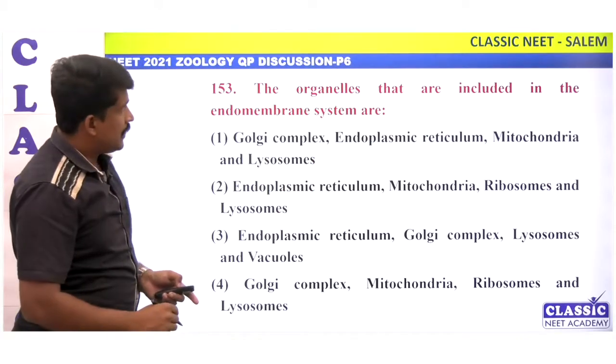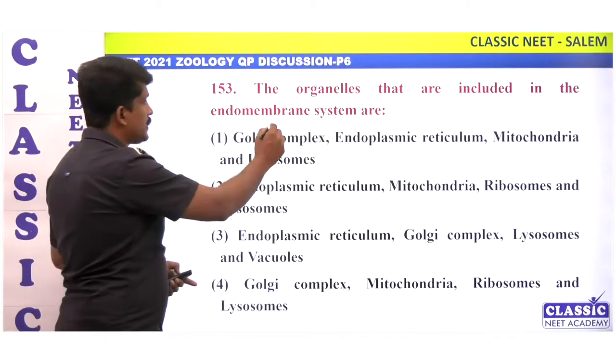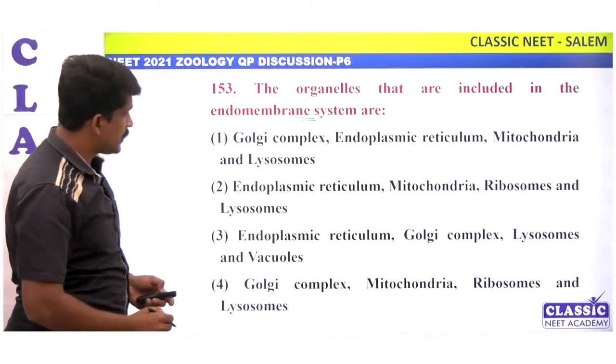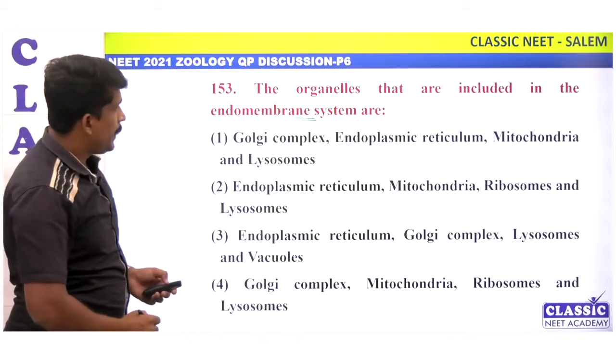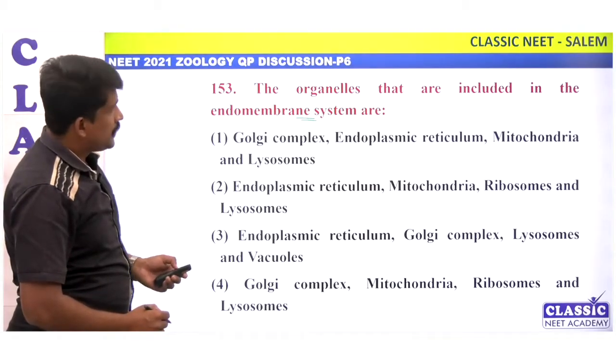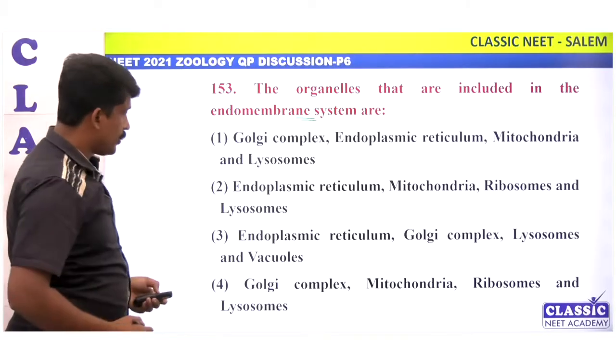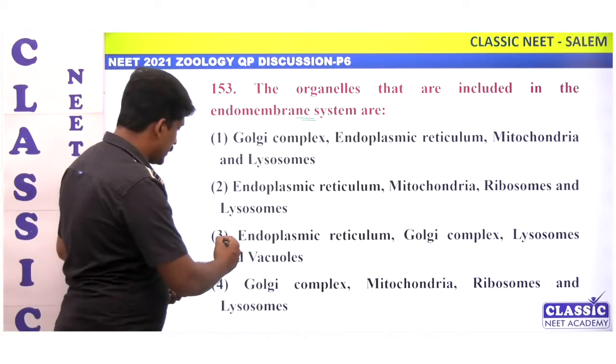The organelles that are included in the endomembrane system, so all are going to be connected. Among the given options you can see here, that will be the Golgi complex, endoplasmic reticulum, then lysosomes and vacuoles. So we will go with the third option here.